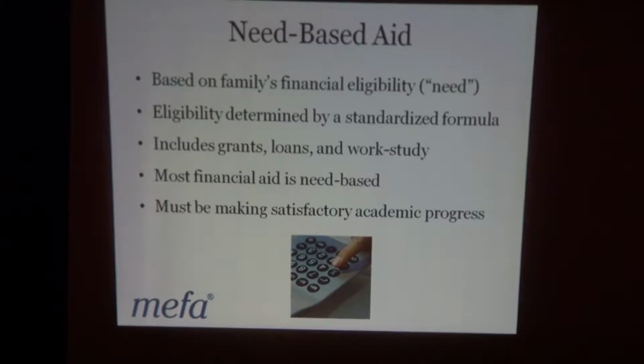And students also, in order to keep their aid, particularly federal and state aid, have to maintain what's called satisfactory academic progress. Typically, by sophomore year, you at least have to have a C average. And so that is a component of that as well.